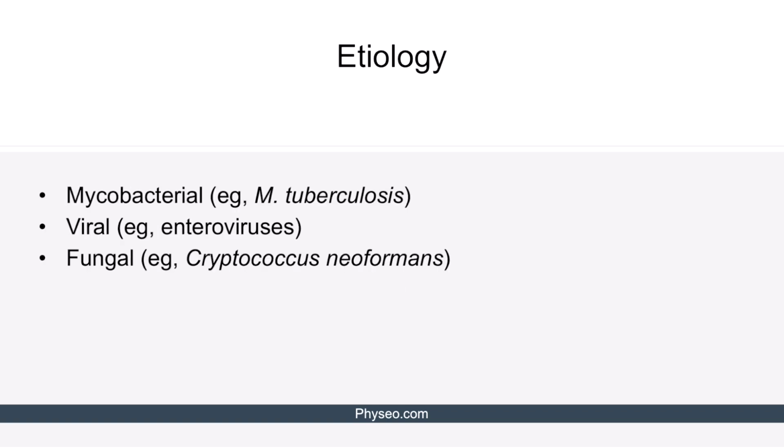Now, meningitis can also be caused by mycobacterial pathogens, such as Mycobacterium tuberculosis. It can also be caused by viral pathogens, such as enteroviruses, and fungal pathogens such as Cryptococcus neoformans.